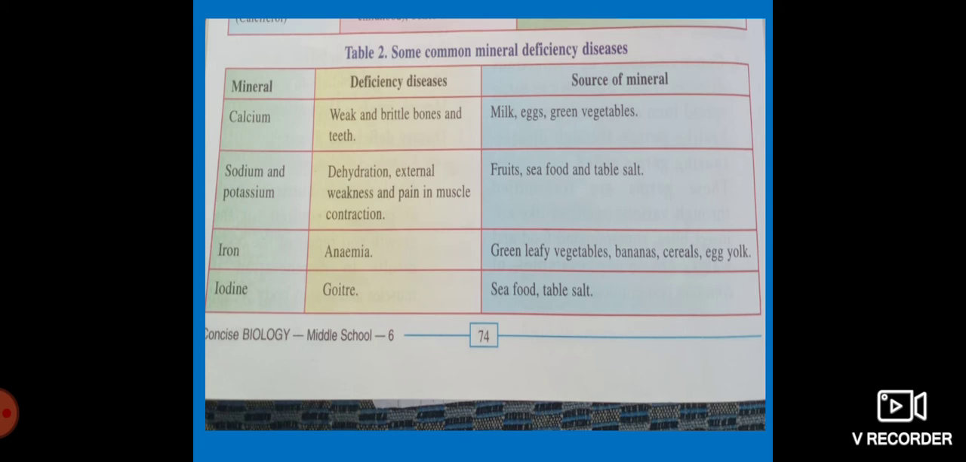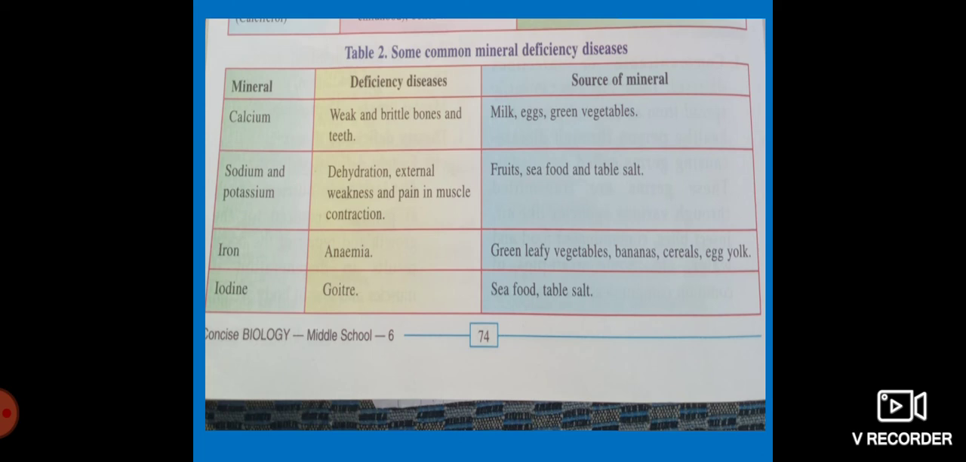Okay, dehydration occurs, then pain and weakness in the muscle contraction. The food items which contain sodium and potassium are fruits, seafood and table salt. Okay, common salt we are using now, table salt. And next is iron.